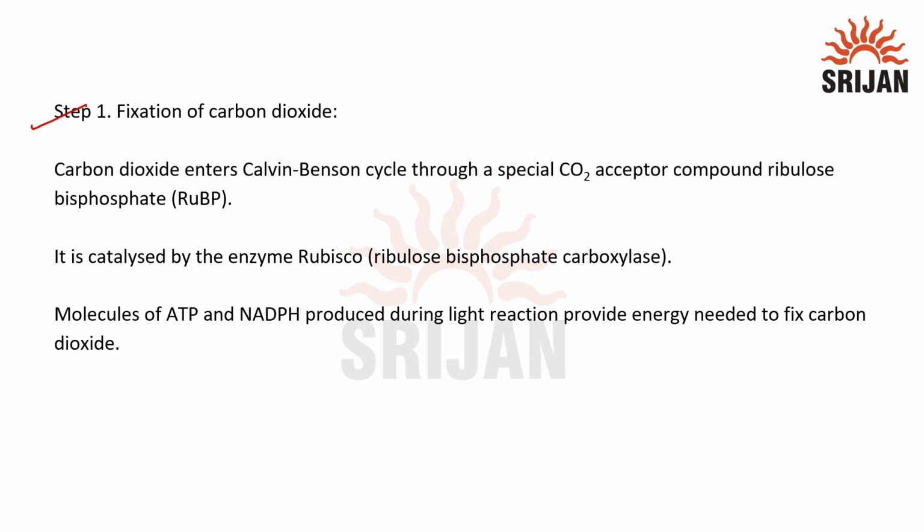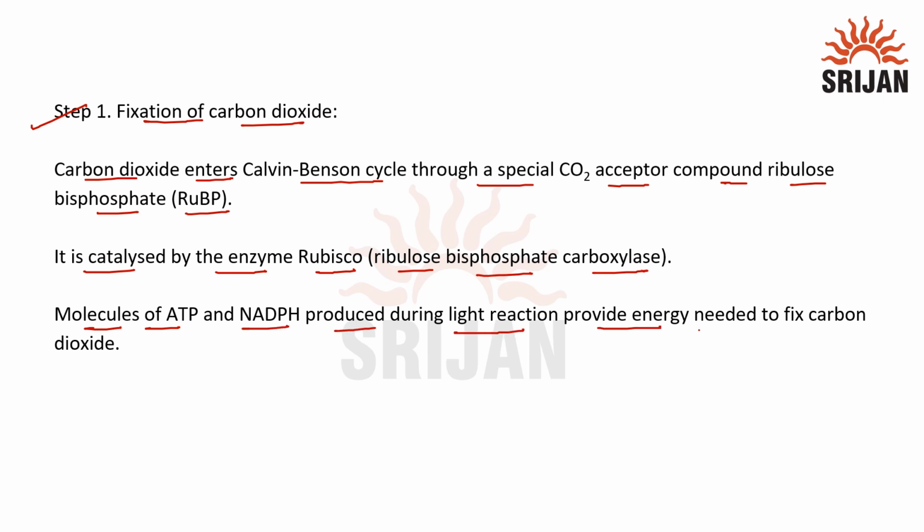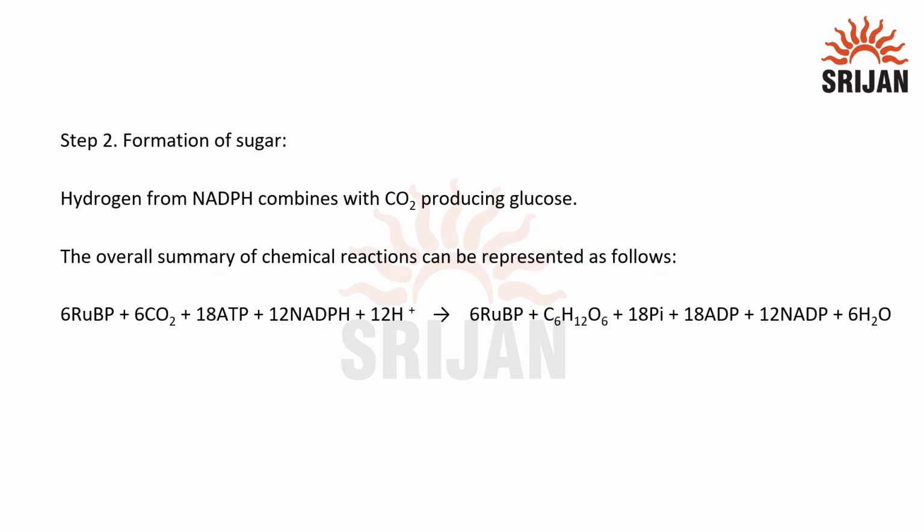The first step of Calvin-Benson cycle is fixation of carbon dioxide. Carbon dioxide enters Calvin-Benson cycle through a special carbon dioxide acceptor compound called ribulose bisphosphate, RuBP. It is catalyzed by enzyme Rubisco, that is ribulose bisphosphate carboxylase. Molecules of ATP and NADPH are produced during light reaction which provide energy needed to fix the carbon dioxide. Second step is formation of sugar. Hydrogen from NADPH combines with carbon dioxide producing glucose.